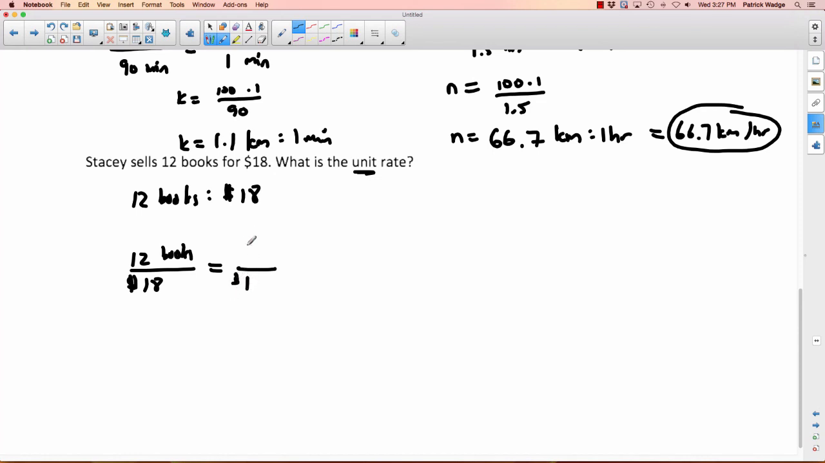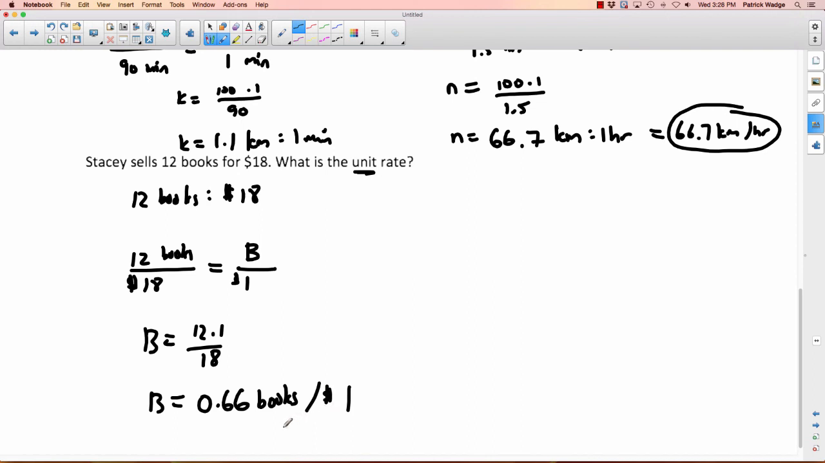All right, let's call this B, and we'll cross multiply. So we cross multiply to get B. We go 12 times 1, and then we divide by 18. So B is equal to 0.666666. I'll just put 0.67. So what does that tell us? It's 0.66 books for every $1.